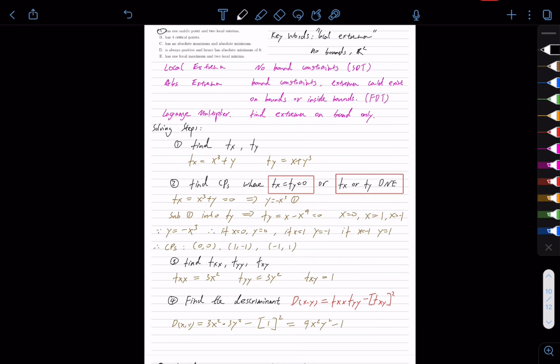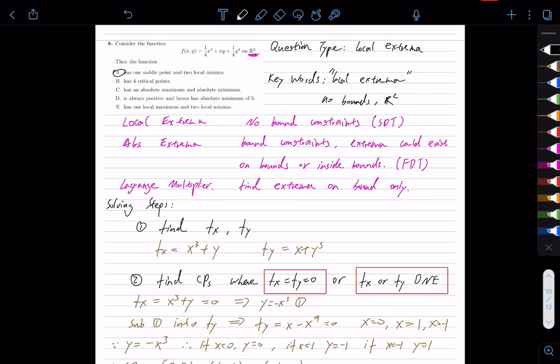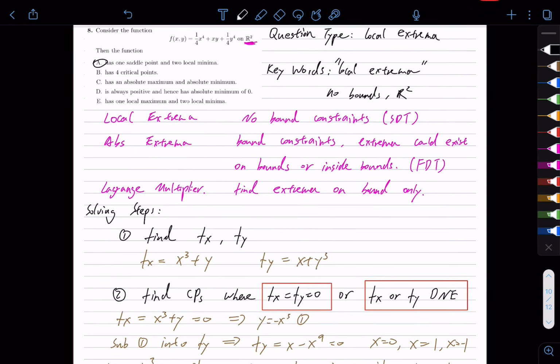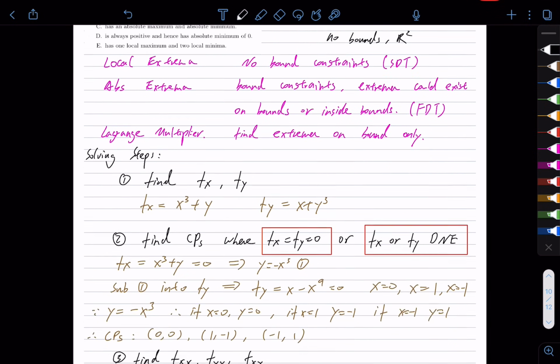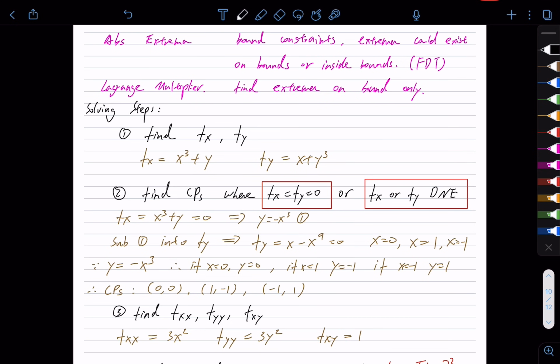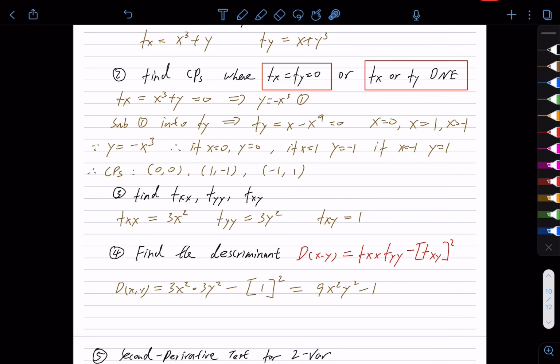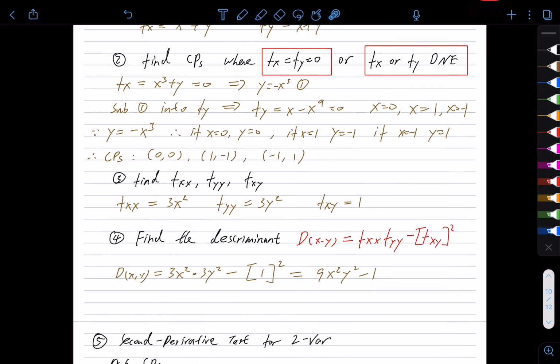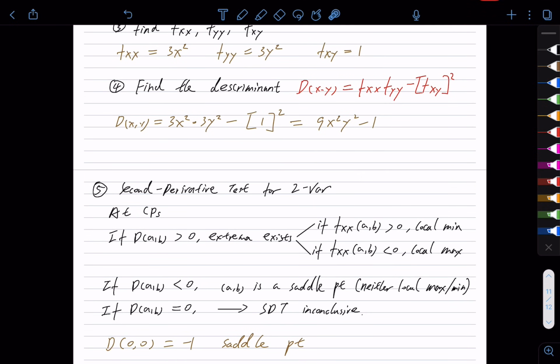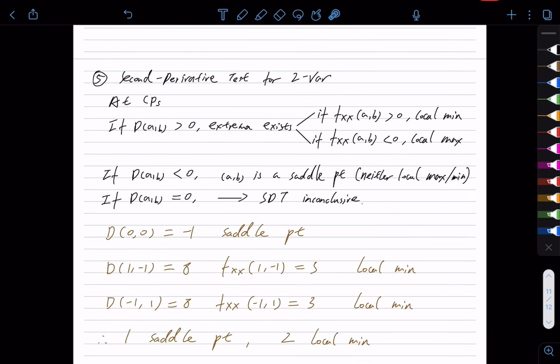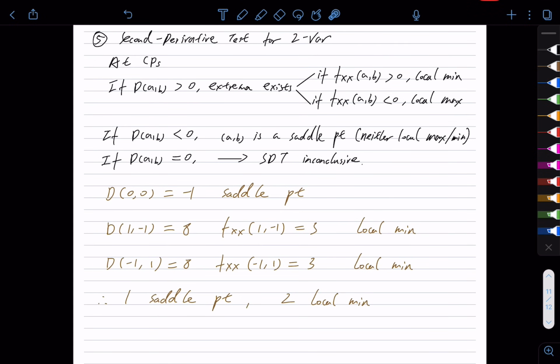So again, this is how you can solve problems related to local extrema. Just find the partial derivatives, find the critical points, find the second partial derivatives, construct the determinant, and then we can use the second derivative test at these critical points, CPs, to tell whether they are local minima, local maxima, saddle points, or just inconclusive.